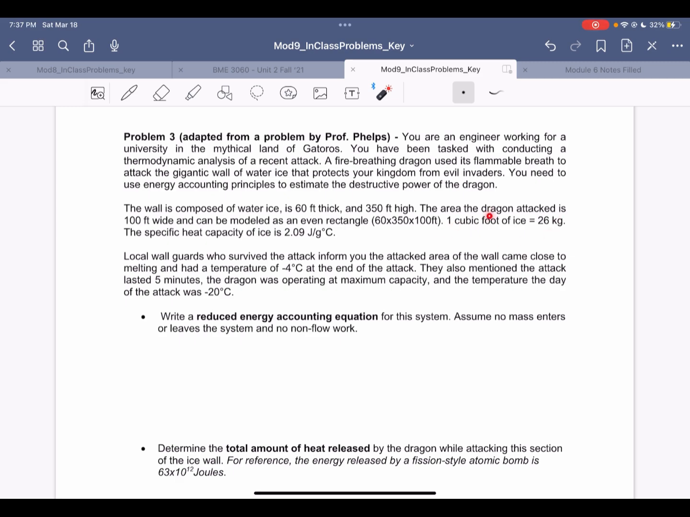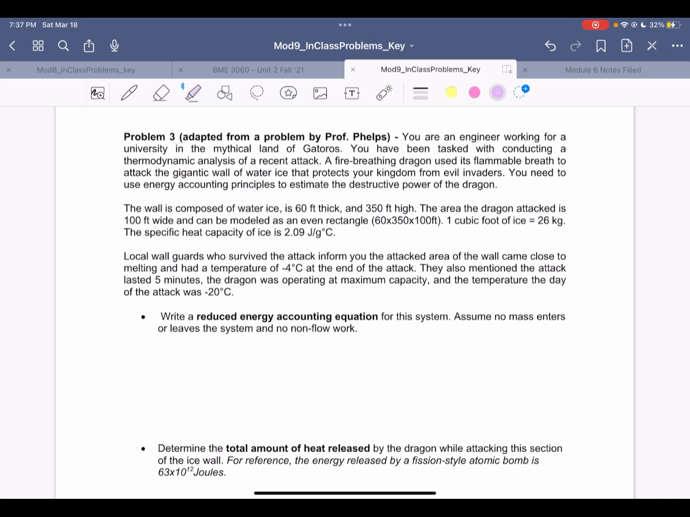And we have the density of ice: 1 cubic foot of ice is equal to 26 kilograms. We know the specific heat capacity of ice. The local guards who survived the attack informed us that the attacked area of the wall came close to melting and had a temperature of -4 degrees Celsius at the end of the attack. They also mentioned that the attack lasted 5 minutes. The dragon was operating at maximum capacity, and the temperature the day of the attack was -20.